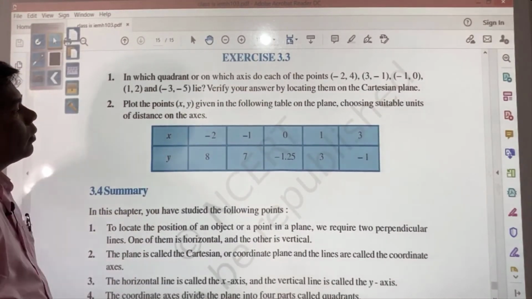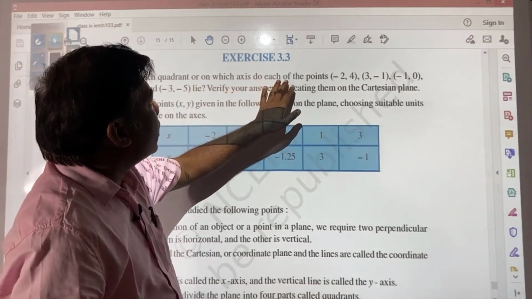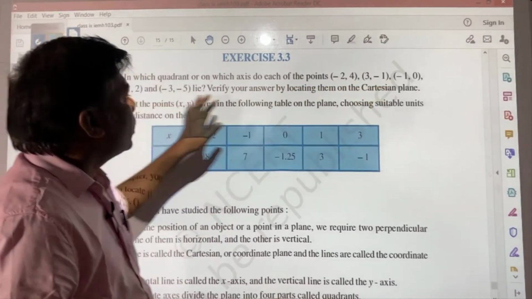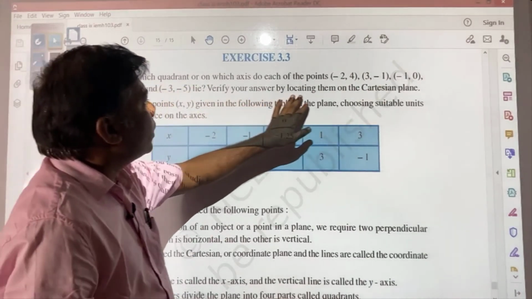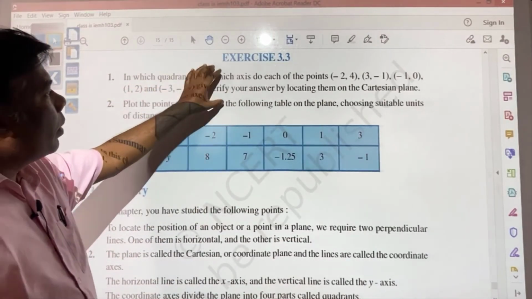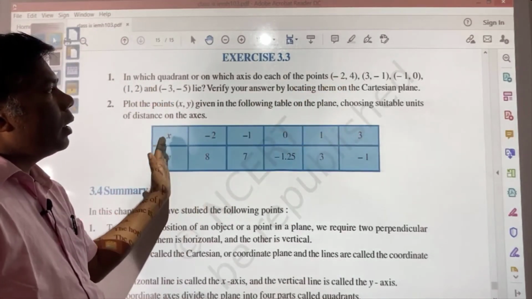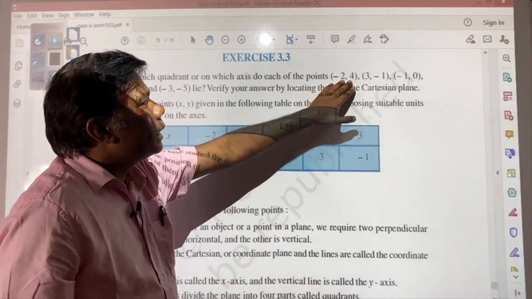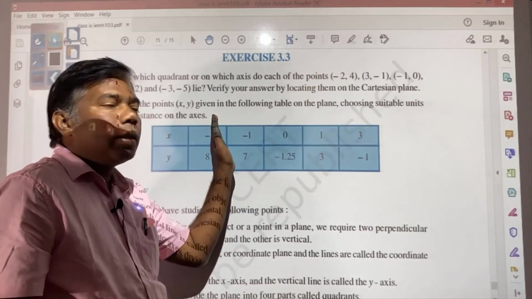Then you have exercise 3.3. In which quadrant or on which axis do each of the points (-2, 4), (3, -1), (-1, 0), (1, 2) and (-3, -5) lie? Verify your answer by locating them on the Cartesian plane. You just need to plot in the graph and see in which quadrant (-2, 4) is coming: first, second, third or fourth. By seeing itself, -2 means this will be in the second quadrant.